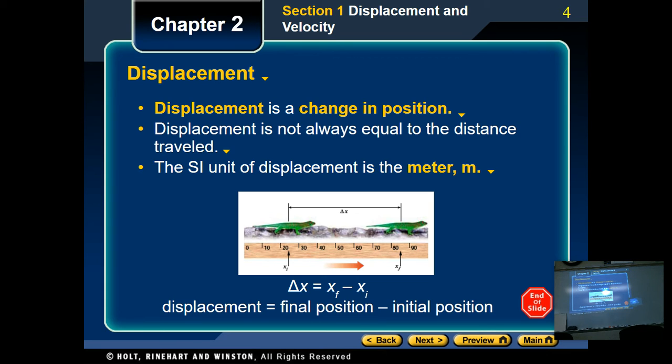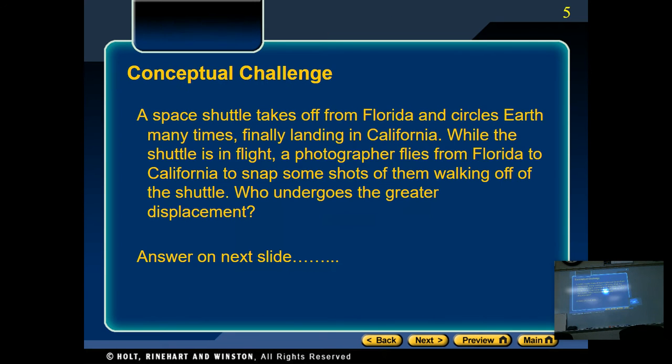Okay? It's not your total round trip. So let's think about other examples here. We have a space shuttle takes off from Florida. If you've never seen, I know we don't launch shuttles right now, but if you've never seen a rocket launch, it is phenomenal. Anyway, space shuttle takes off from Florida, circles Earth many times, finally landing in California.